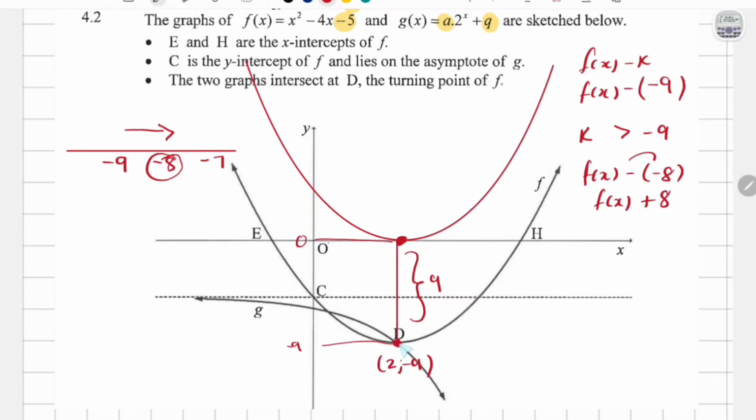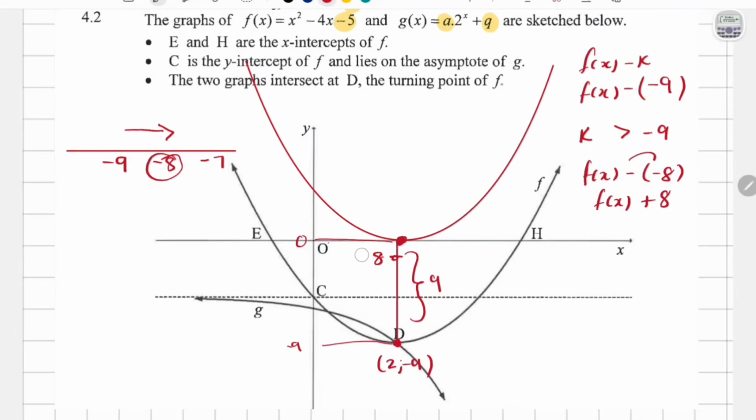If you move this graph 8 units up, that does not solve the problem because it's only moving 8 units up. And so it's going to land here, meaning your graph still has negative y values. That's the thing. You have to think about the type of numbers that you have. So clearly, if you make k greater than negative 9, it's not going to work.